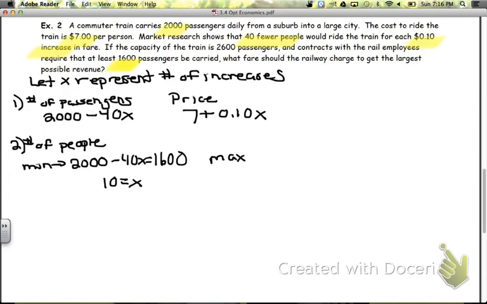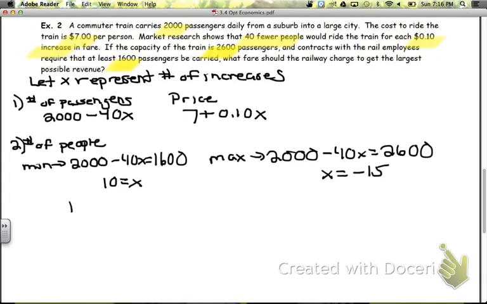Now if we're talking about our max, we have 2,000 minus 40x is equal to, in our question here, the capacity of the train, which is 2,600 passengers. So we set that equal to 2,600. Do some calculations here, and we get that x will be equal to negative 15. So therefore, our domain is from negative 15 to 10 inclusive.